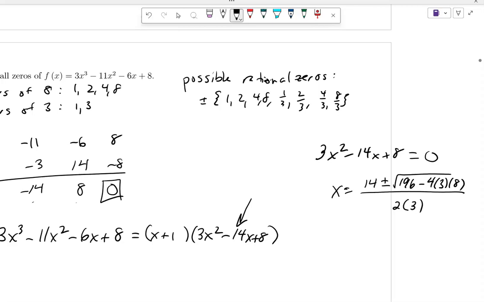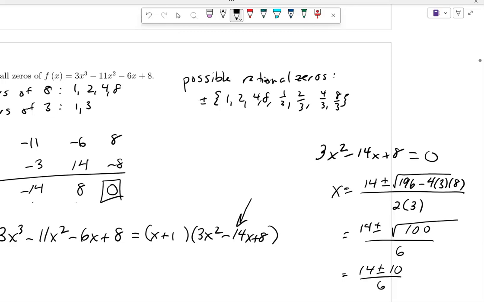If you don't know that, you're going to need to know that for the test on Friday. Okay. 14 plus or minus, let's see, 12 times 8 is 96, so we just get 100 under there, all over 6. Square root of 100 is 10.